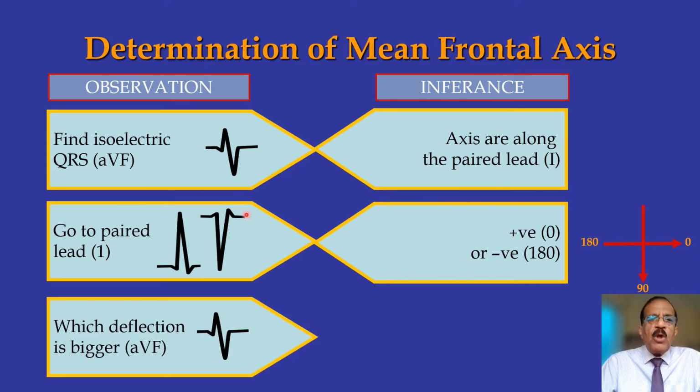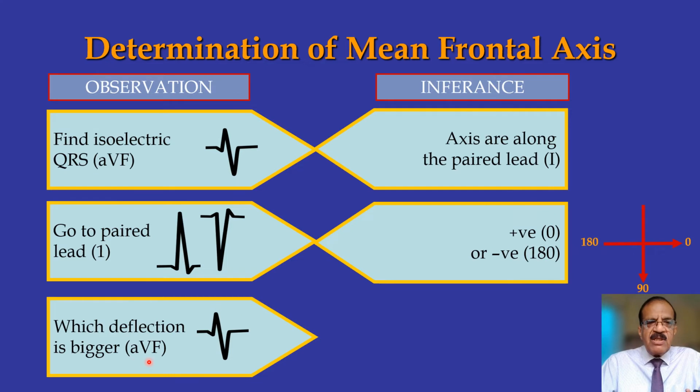The step is that you go back to the original lead. In our example, the original lead was AVF, and see which deflection was bigger. Was the upward deflection or the downward deflection bigger? Here we just considered that it is almost isoelectric, but now we examine it in more detail. You would agree with me that the downward deflection is bigger. When we consider the size, we also consider the breadth. Suppose you have upward and downward deflection of the same size, but one of them is broader, that would be considered bigger. So in this case, the downward deflection is bigger.